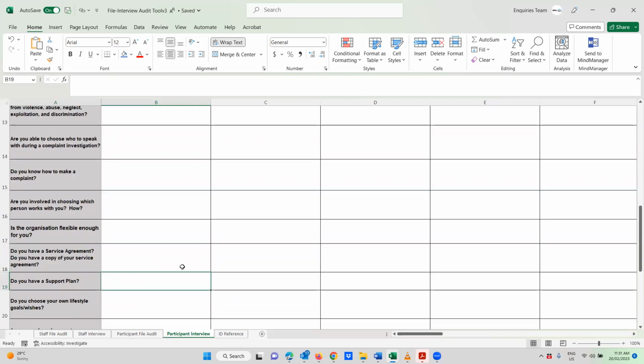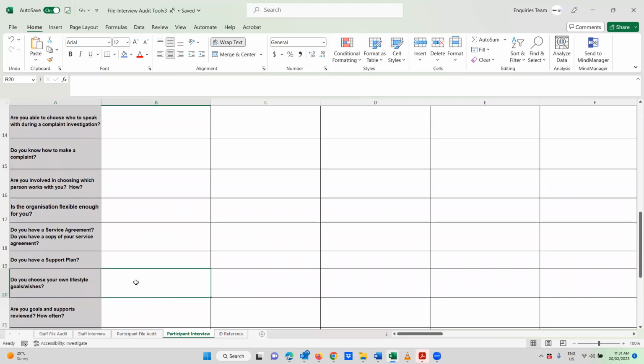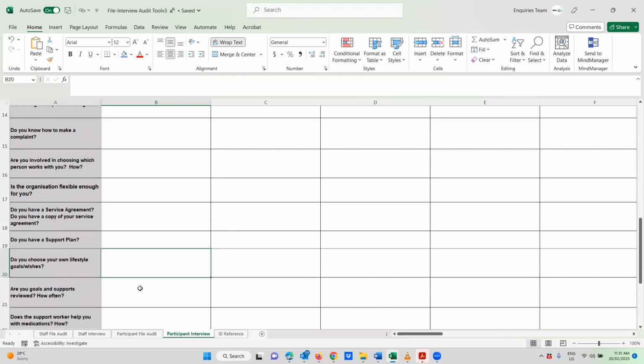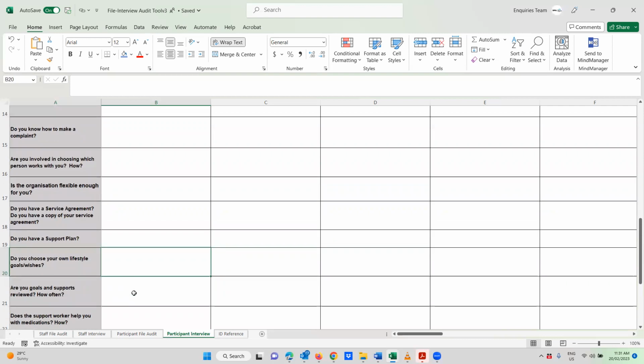Do you have a support plan? Do you know what a support plan is? Have you ever seen your support plan? Because part of the practice standards say that support plan and its results will be discussed with that participant. Do you choose your own lifestyle and goals and wishes? Do you get to do what you want? That's basically a good way to say that. Do you know anything about whether your goals are reviewed? Do we change your goals? Do you know when you've reached your goal, or your wish and you've completed it?